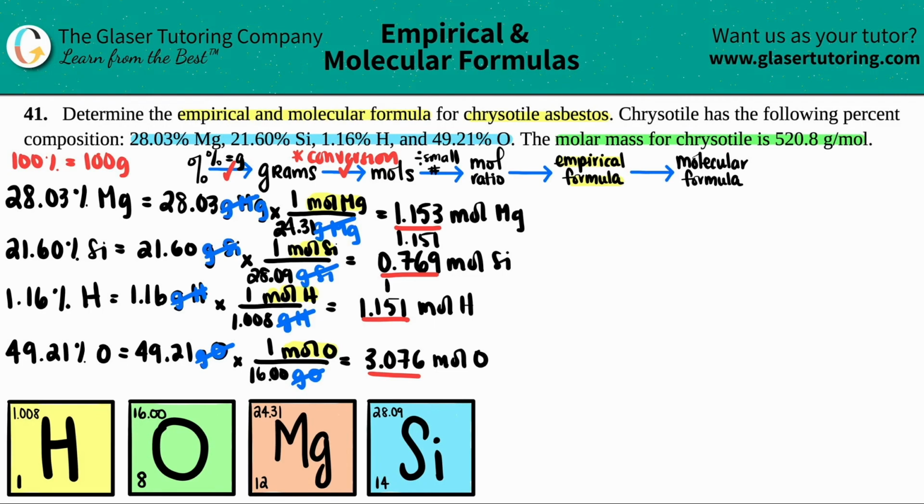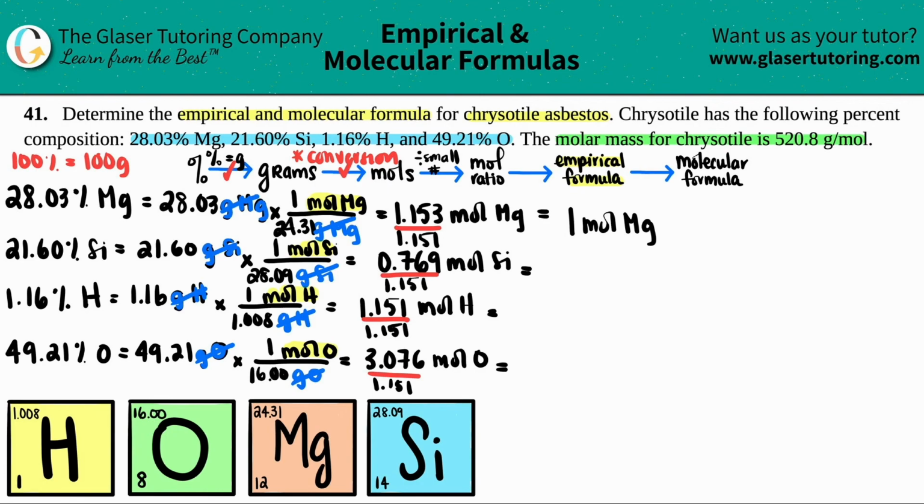So this one divided by 1.151, divided by 1.151, and then divided by 1.151. Now let's see what we get. At this stage of the game, you should get very, very close to a whole number. So if you can round to a whole number, go do it. For the first one, 1.153 divided by 1.151, it's 1.0017, etc. But it's very, very close to 1 mole of magnesium.